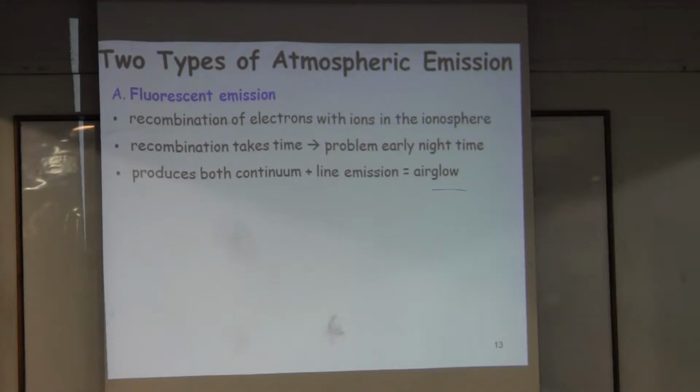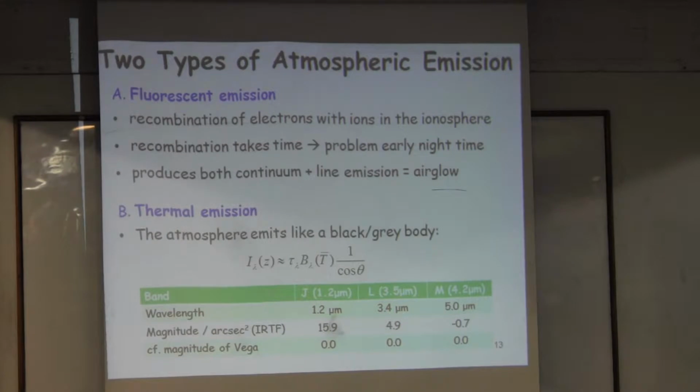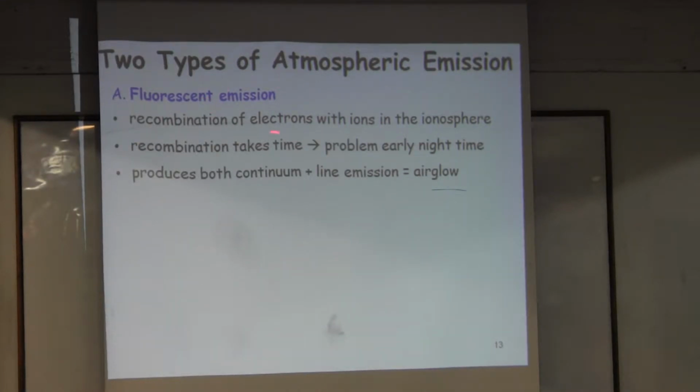I already mentioned the fluorescent emission when we talked about ions in the atmosphere, ions in the ionosphere, essentially. So you have the UV photon from the sun ionizing atoms in the atmosphere, in the upper layers. They recombine, not very fast, so the recombination takes time.